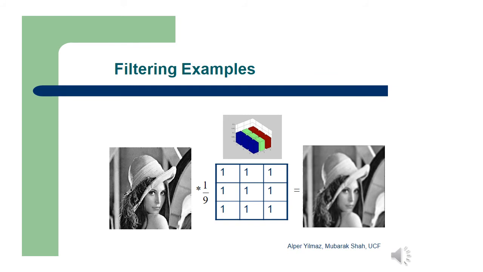Again, what this kernel is doing here: this kernel is all ones, and we divide it by 9. Then we are actually averaging all the neighborhood values into the common middle value. So what we are getting is smoothing. This is also called a smoothing filter. So we have a smooth image.